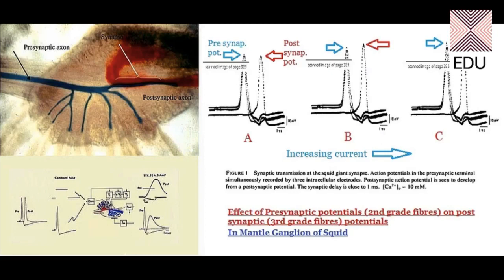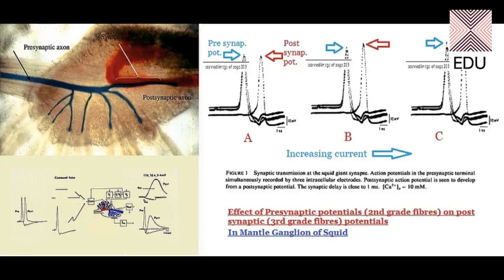Now students, suppose you give some potential to the presynaptic axon which is of blue color, as shown in the left diagram. Now if you give some current in the presynaptic axon, that current will flow into the stellar nerves and the postsynaptic axon, which is of red color.